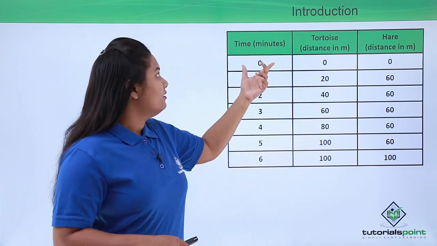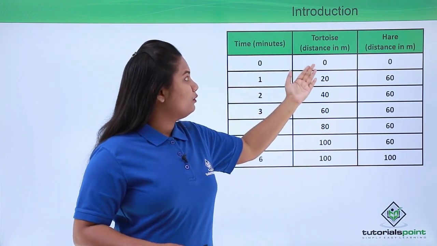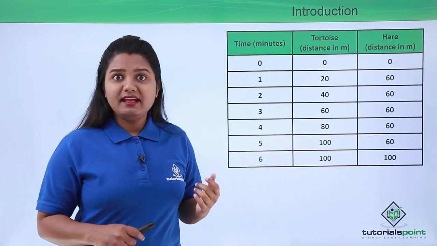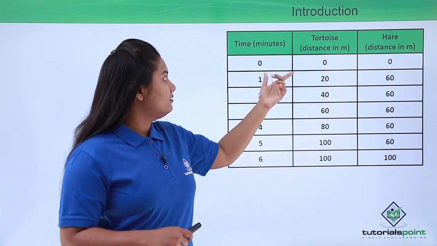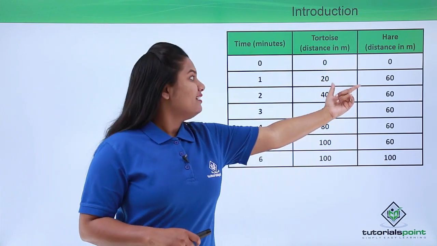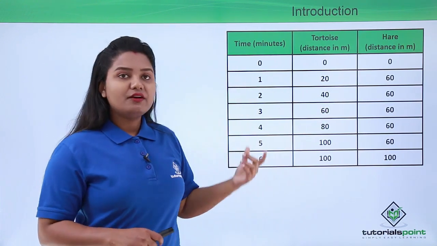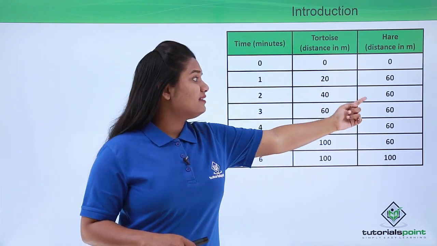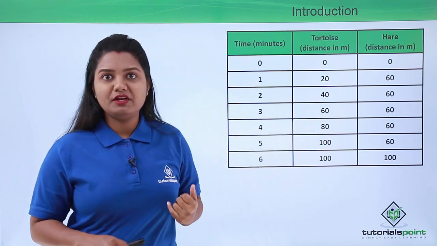Initially, when the time was 0, that is the race has not started yet, the distance covered by both the tortoise and the hare was the same, that is 0 meters. That indicates that both of them were at the starting point. Now at the end of 1 minute, the tortoise has covered 20 meters, whereas the hare was pretty fast. He has covered 60 meters at the end of the first minute. At the end of the second minute, the tortoise has covered 40 meters, whereas the hare is at the same place, at a distance of 60 meters from the starting point.